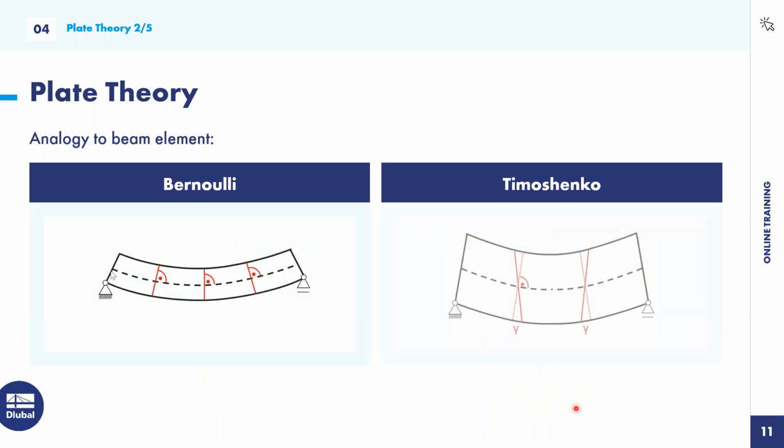So maybe here a nice example on the left side, the Bernoulli beam. So it remains perpendicular to the member axis. And here at the Timoshenko beam not. Here we get an additional shear deformation angle, and this also causes more deformation through the shear activation.